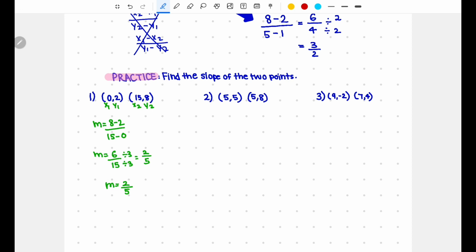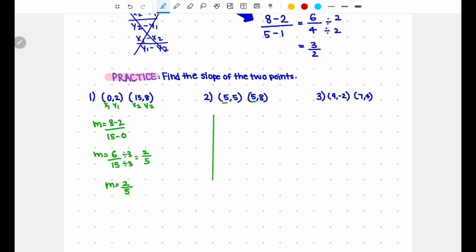Alright, number 2. Now when we see repeating numbers, we should automatically get suspicious. And we know that something is up. 2 numbers are the same. So that means we're either getting a horizontal line or a vertical line. If you can't tell whether it's horizontal or vertical, you should just imagine a graph.